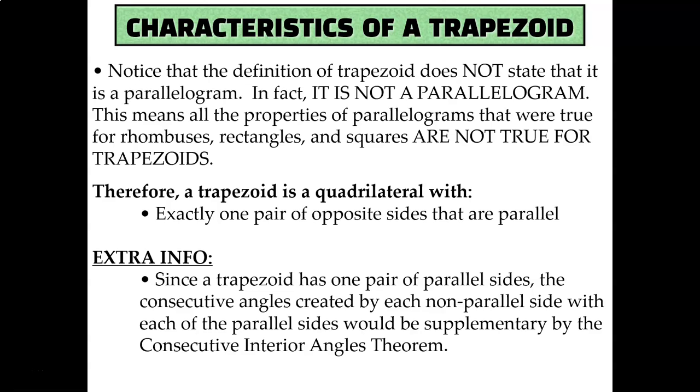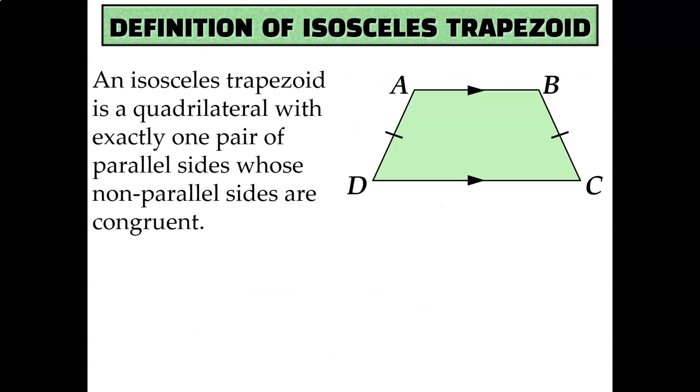But we do also have a special kind of trapezoid that has a little bit of extra information with it, and that's called an isosceles trapezoid. You might remember the word isosceles from our triangles unit. Isosceles triangles are ones that have two congruent sides, and it's the same idea with isosceles trapezoids. If you have a trapezoid whose non-parallel sides are congruent to each other, then it's considered isosceles.